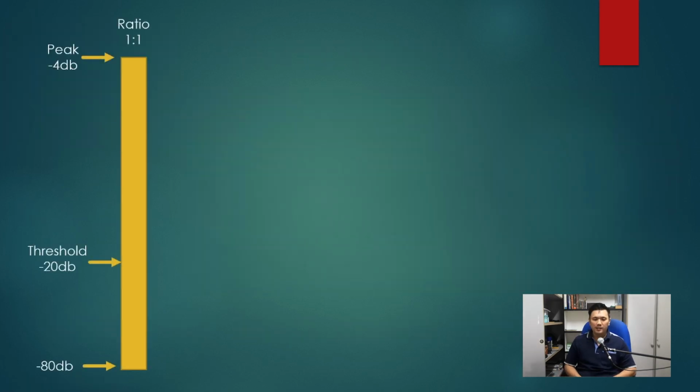Now, look at this example. This is my noise floor, minus 80 dB. For this particular signal, it reaches minus 4 dB peak. I will set a threshold at minus 20, meaning when this signal goes over this threshold, it will start working. And I set the ratio to 1 to 1. Ratio 1 to 1 means for every dB that crosses the threshold, it will output 1 dB. So basically with 1 to 1, there are no changes.